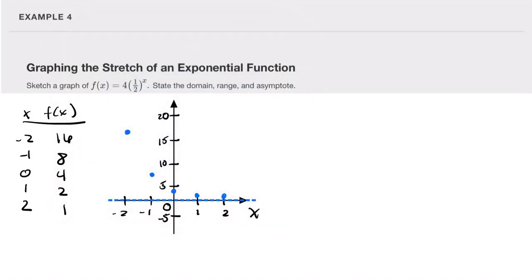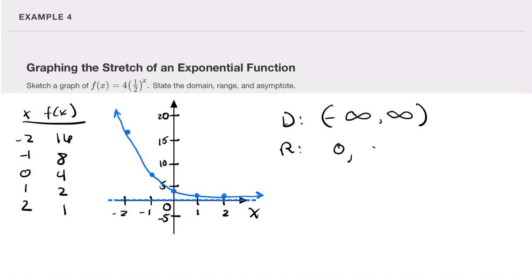Okay. And let's see if I can sketch this curve. So something like that, right? Exponential decay. We didn't move it side to side or up and down at all. Okay, I feel good about this. So then our domain is going to be all reals. The range, 0 to infinity. And a horizontal asymptote, in this case, y = 0. Okay.